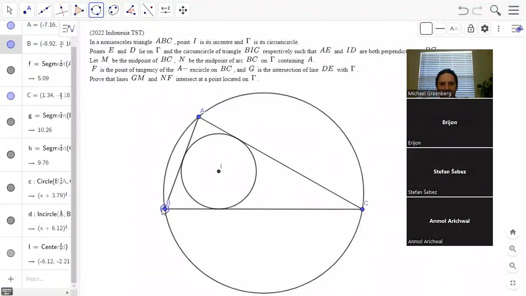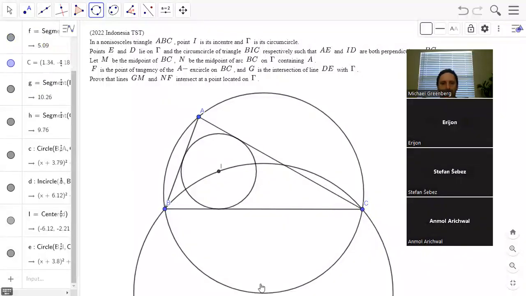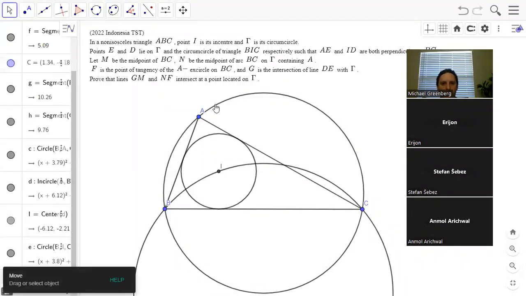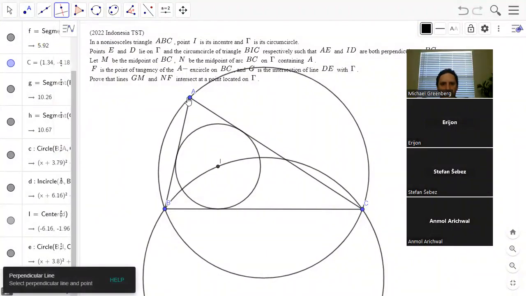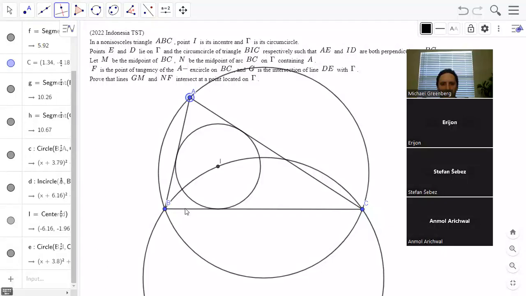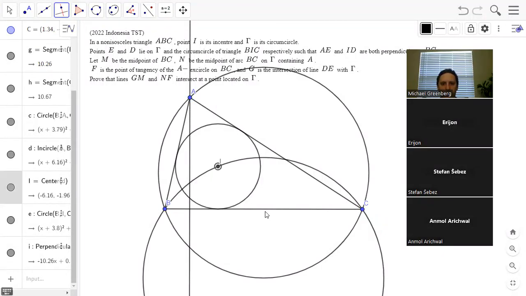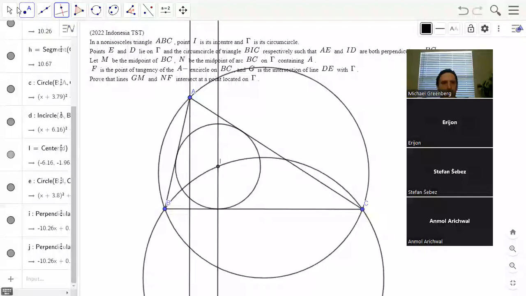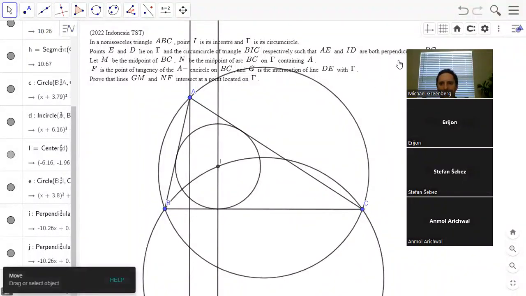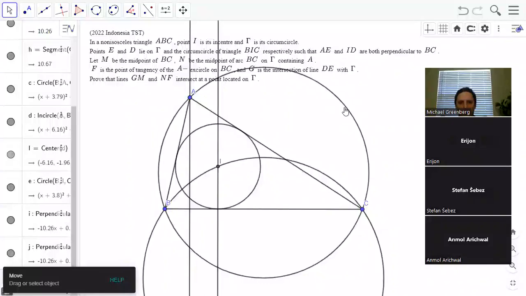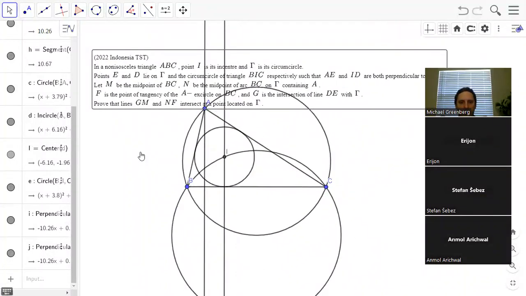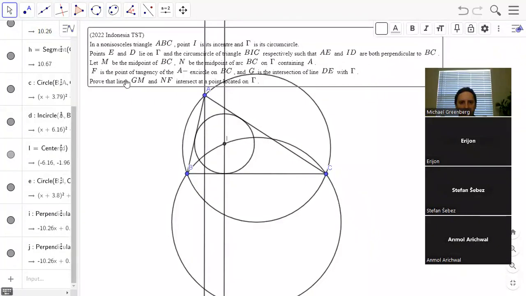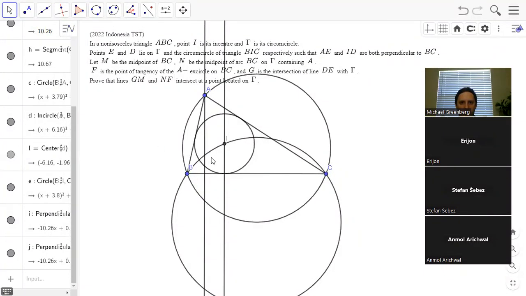Circle BIC. Okay, so we know the midpoint of that is the midpoint of arc BC. And okay, both, I think it's both perpendicular to BC. Oh, but we were trying to figure out which point, I think we asked this last time, which point is E?